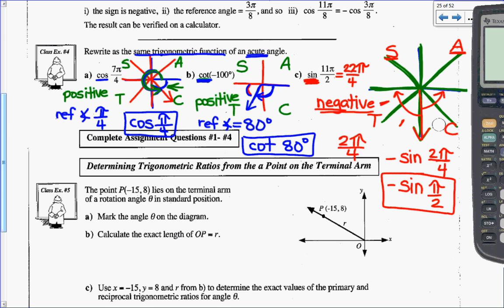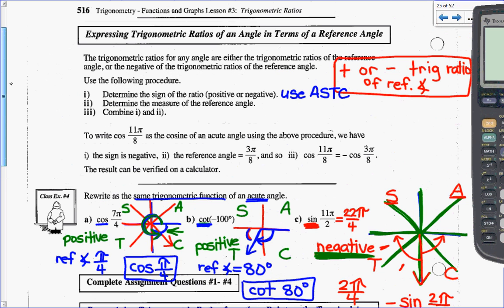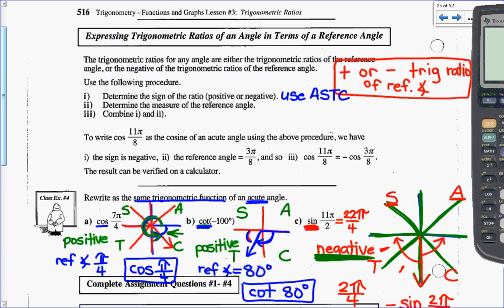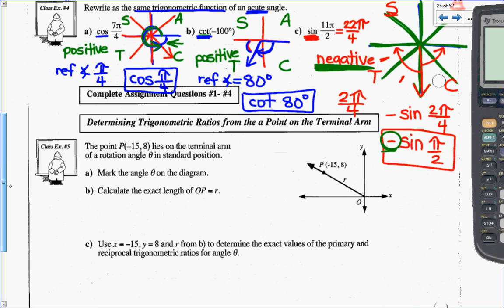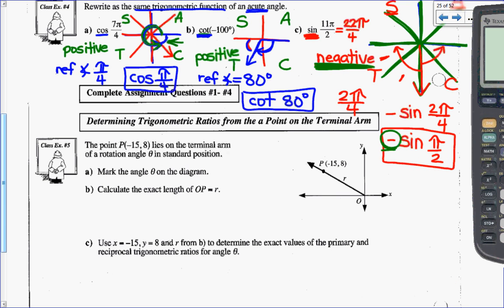Yeah. Okay, so this is where figuring out first of all if the sine would be negative or positive in that quadrant will determine the sign here, okay? So if it is negative in that quadrant, then the sine of 11 pi over 2 would be negative sine of its reference angle, okay? That's why we said back here, it's either the positive or negative trig ratio of its reference angle, okay? The positive or the negative. And that's why you have to figure out its sign first, so that you'll know if it's the negative sine or trig ratio of its reference angle.